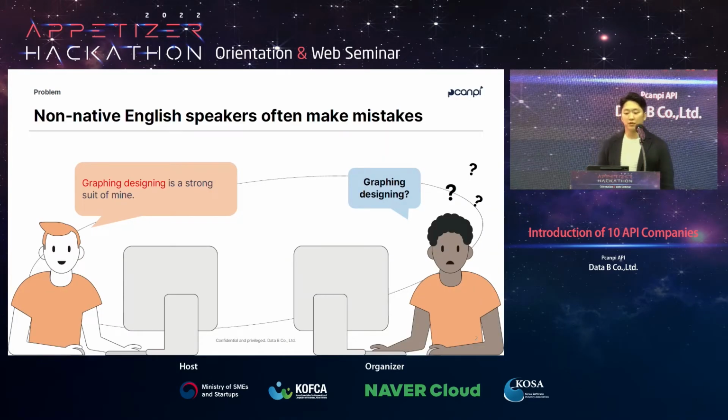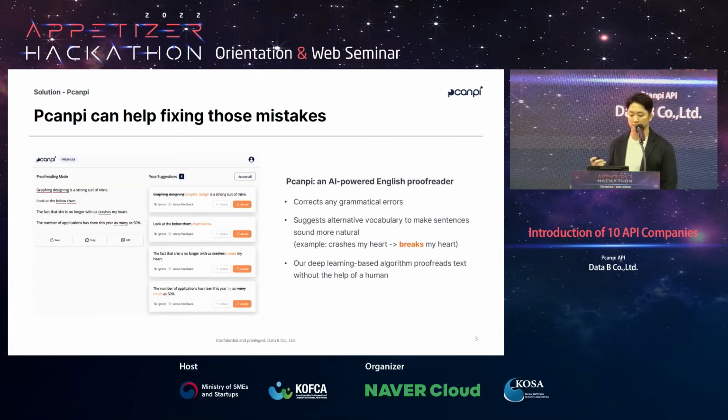The first thing I would like to talk about is the problem we are trying to solve. We found that many non-native English speakers around the world often make mistakes or use awkward expressions when they write or speak in English. This can cause poor communication and potentially damage their reputation. PickandPy aims to fix this problem.